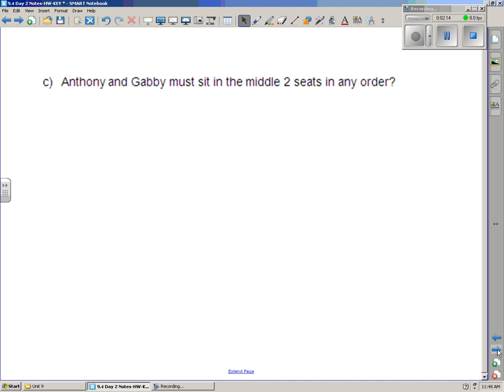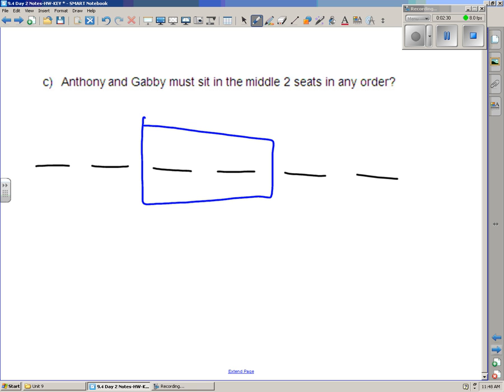Okay. Anthony and Gabby must sit in the middle 2 seats in that order. Okay, so we have another interesting restriction. There's 6 seats. Now, the middle 2 seats are right here. And in the middle 2 seats, it says Anthony and Gabby must be in those seats in any order, which means this seat could be Anthony or Gabby. This seat could be Anthony or Gabby.